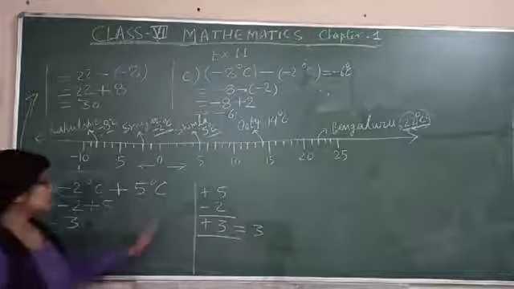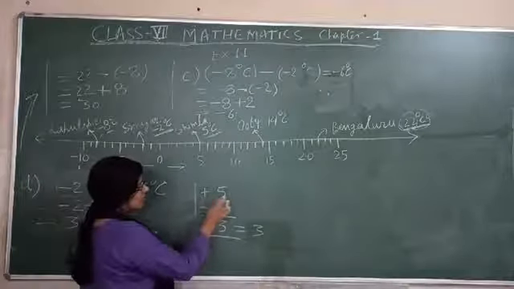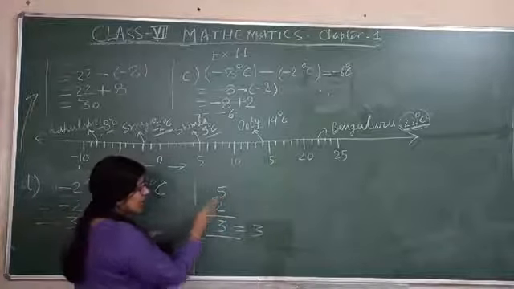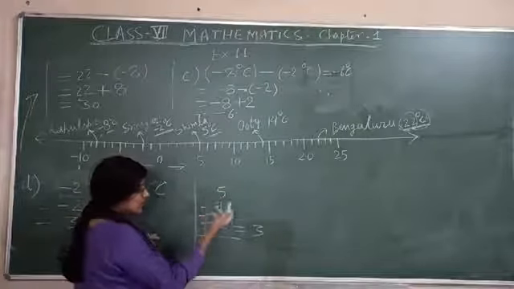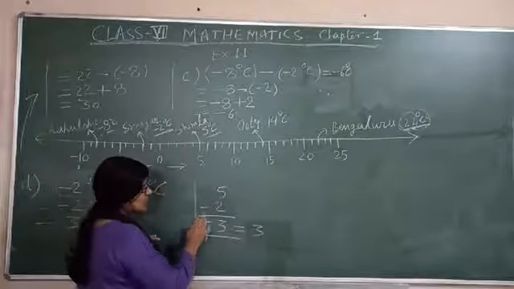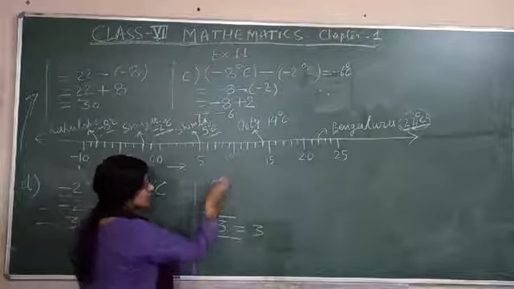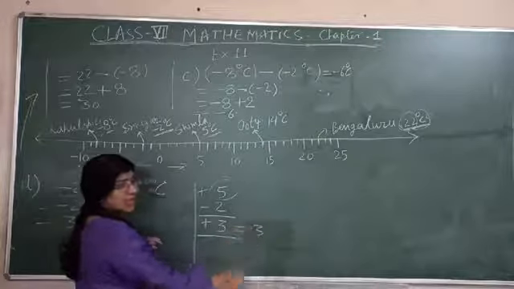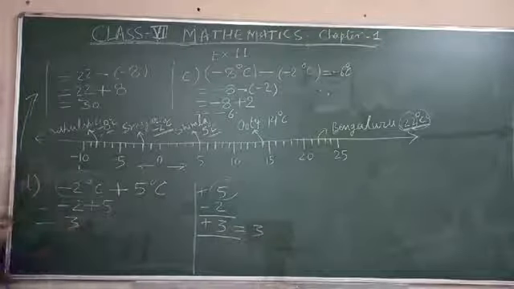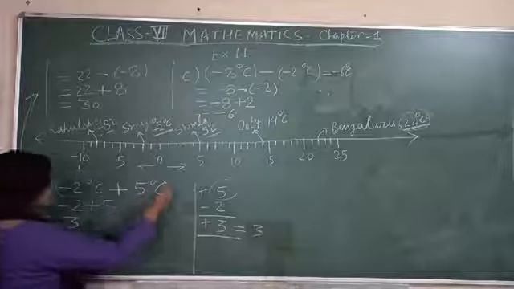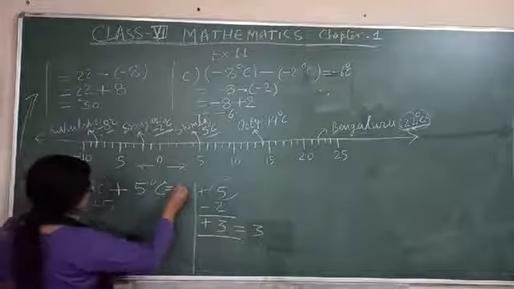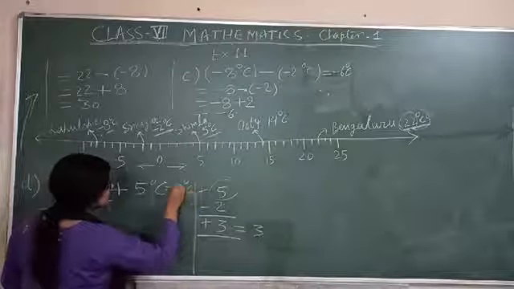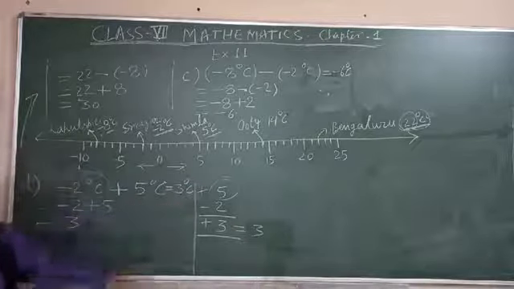In lower classes you did 5 with no sign here, and minus 2. 5 minus 2 you can easily do. That will be 3, with the sign of the greater one. Greater is 5 and its sign is plus. So plus here, and you can write only 3 that way. So the answer will be 3 degrees Celsius. But that is only half part of the question.